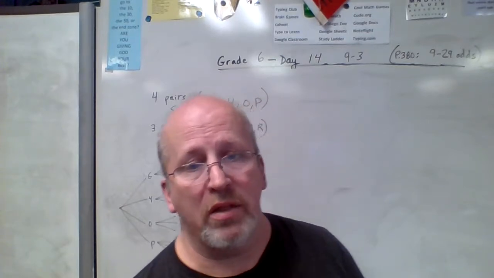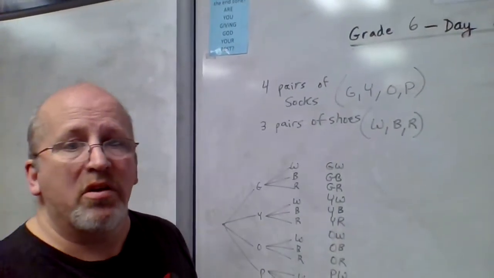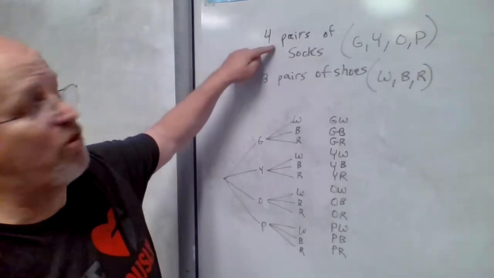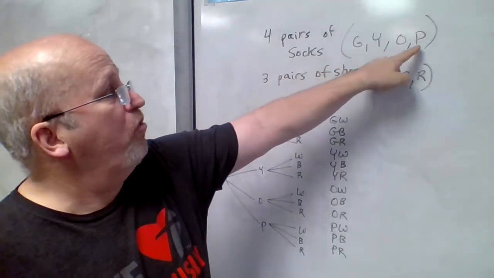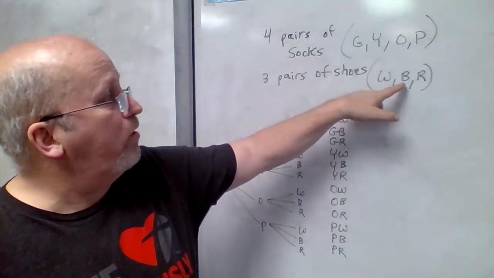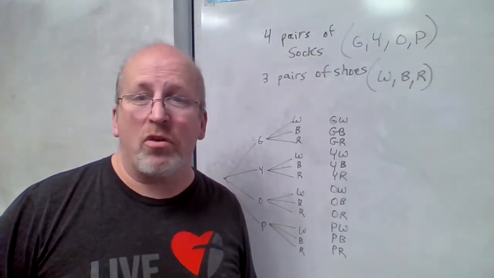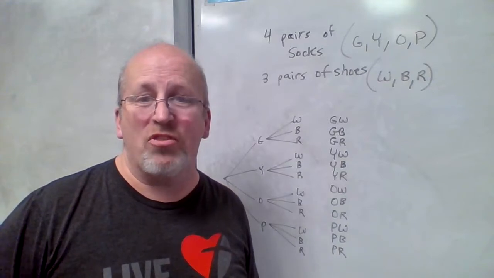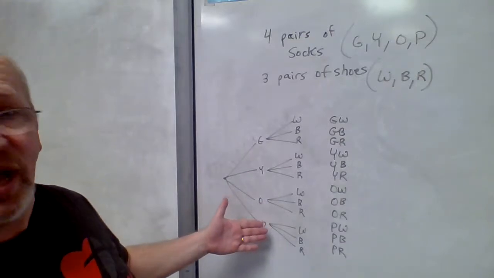Before we get into it, let's take a look at something we have already looked at, tree diagrams. Let's imagine somebody has 4 pairs of socks. The socks are green, yellow, orange, and purple. They also have 3 pairs of shoes. The shoes are white, blue, and red. Somebody asks, how many different ways could somebody cover their feet using these socks and these shoes? Well, one way you could do it is with a tree diagram.